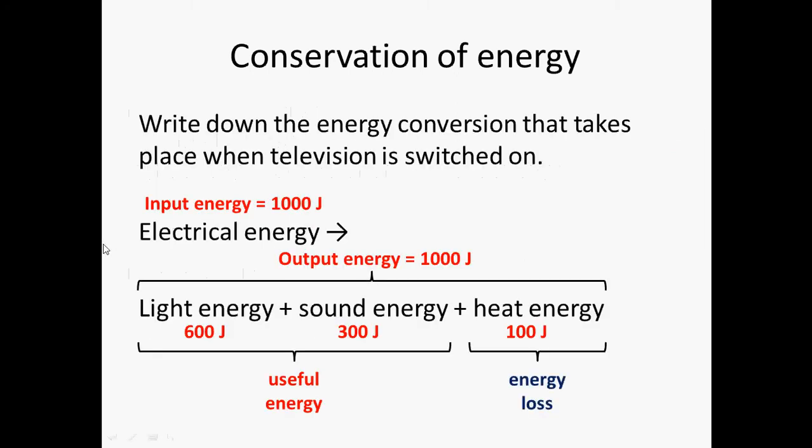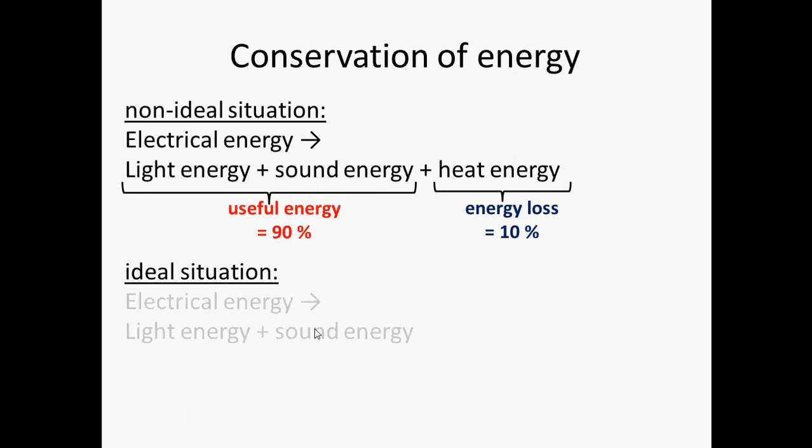Right, here is the 600 and 300. So if you add up, it's 900 joules. 900 joules out of the input energy is 90% of the input energy. That's how I arrive at that 90%. Alright, so I'm using the previous example of the television. Alright, so let's move on.